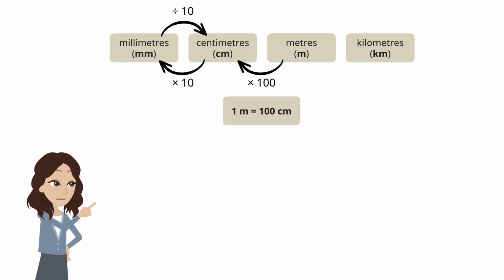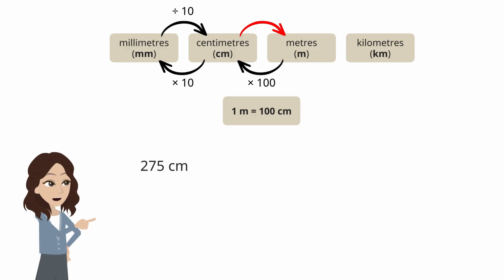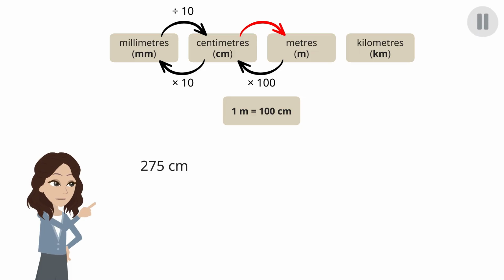Now let's convert from centimeters to meters. What is 275 centimeters in meters? Pause and discuss with your friends.